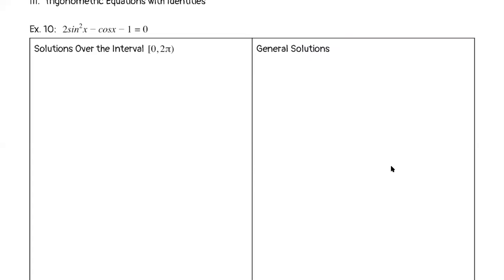That's like trying to factor when you have something like 2y squared minus x minus 1 equals 0. You've got two different variables here, and the way we know how to factor, we only know how to do it with one variable.